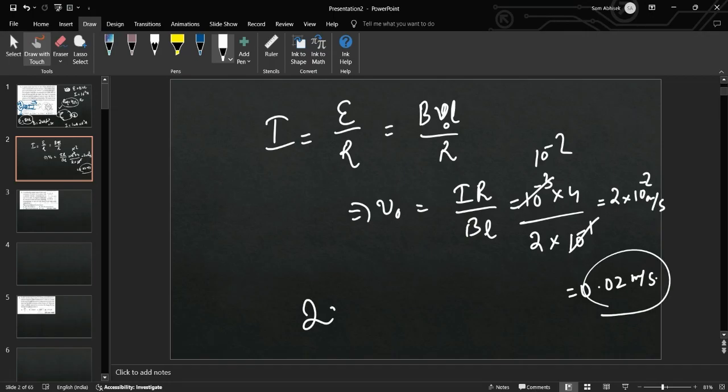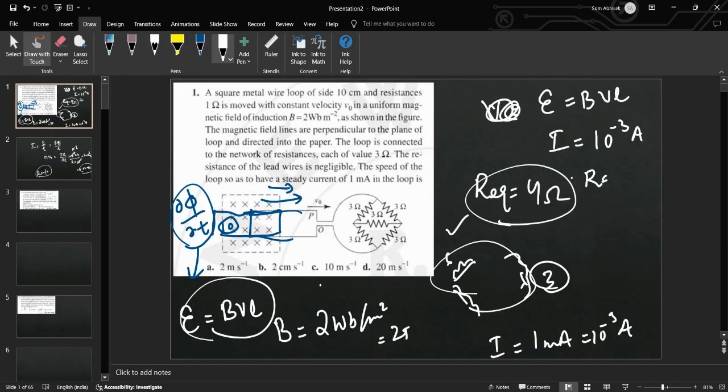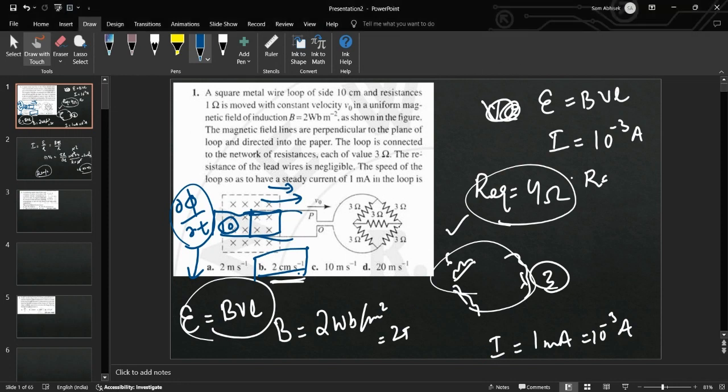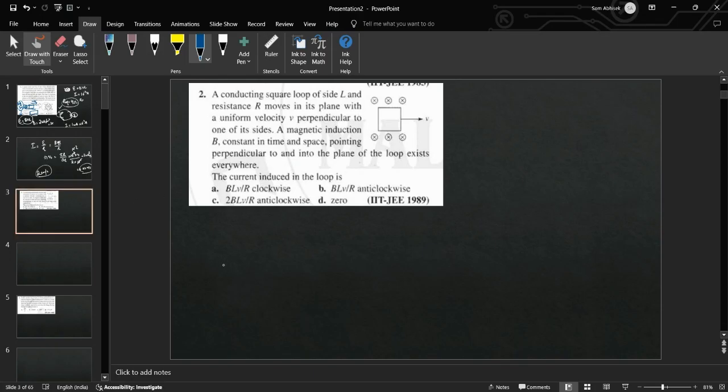0.02 meter per second can be written as 2 centimeter per second. I hope you understood. I won't go so fast that you won't be able to understand, otherwise there'll be no point in this video. I'll go at a normal pace. So the answer is 2 centimeter per second. First you just had to calculate the net resistance, that was the main thing. All right, let's move to the next question. This is the question.